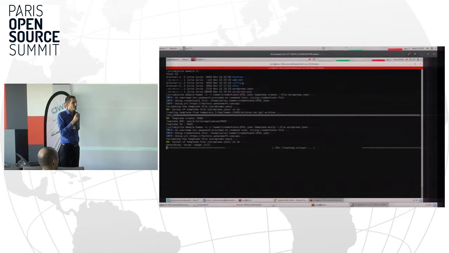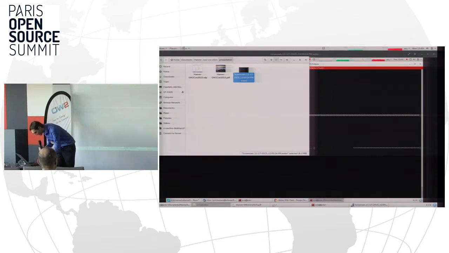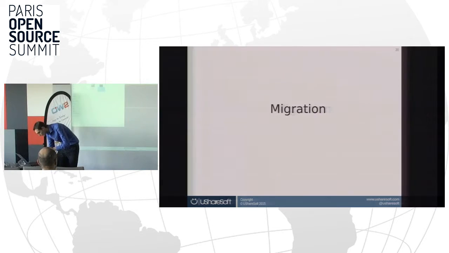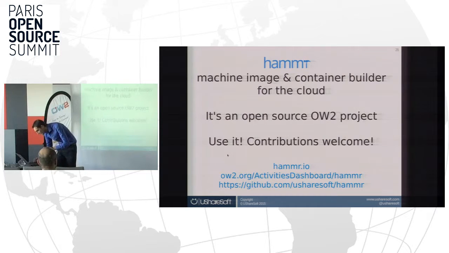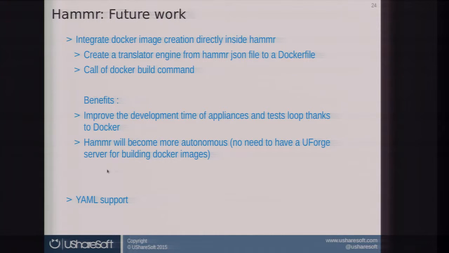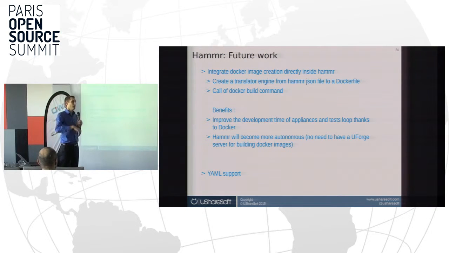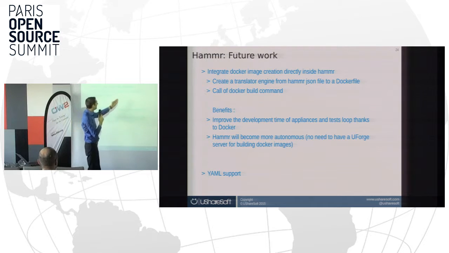Okay, and what's the roadmap for being able to support Docker images again? Yes, so I have a slide on it. The future work on Hammer is to integrate Docker image creation directly inside Hammer. So to do this, we want to add a translator engine inside Hammer to be able to convert our JSON file into a Dockerfile.